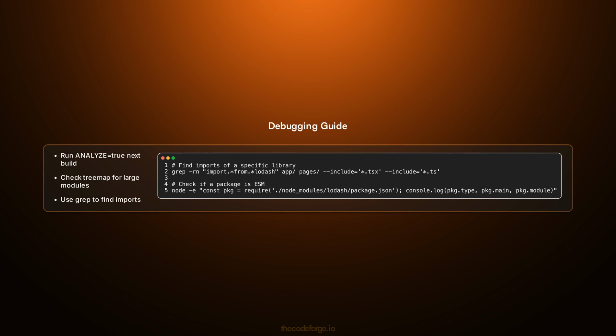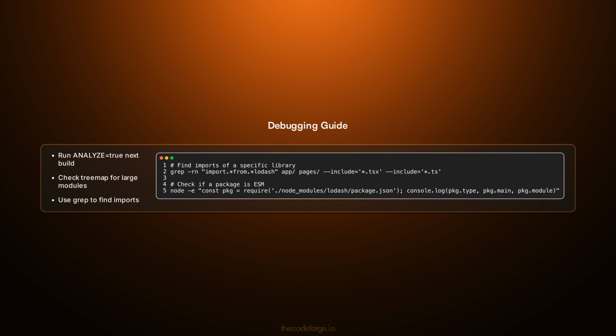To diagnose bundle bloat, start with ANALYZE=true next build to generate tree maps. Look for large libraries appearing across multiple pages. Use grep to find where they're imported. Check if the package is ESM by inspecting its package.json.